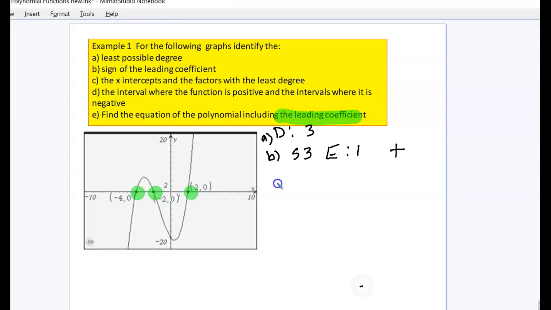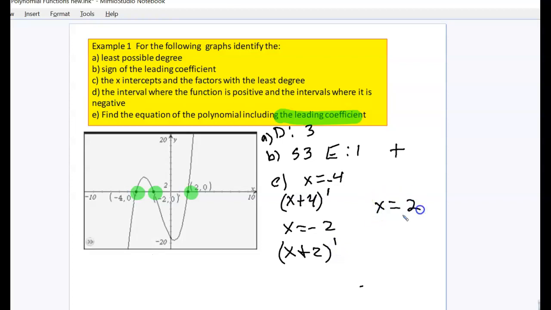Part C wants us to list the x-intercepts, the factors, and the least degree. Well, the first zero is x equals -4, so its factor would be x plus 4, and the multiplicity is 1. The next zero would be x equals -2. Factor is x plus 2, multiplicity of 1. The third zero is x equals 2, which is x minus 2, and a multiplicity of 1. Notice the multiplicities add up to the degree.